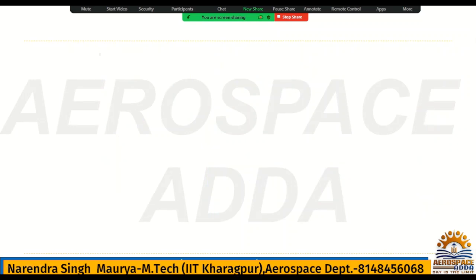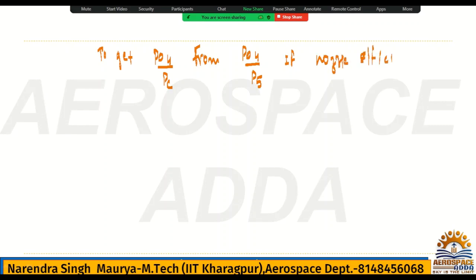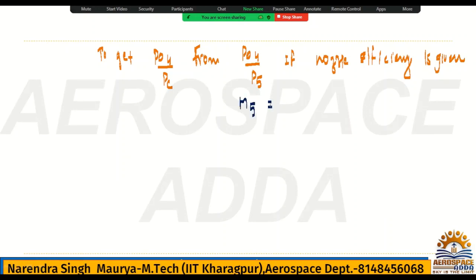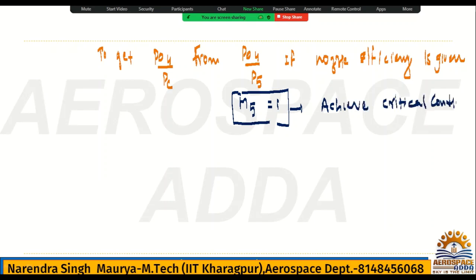So I can write, to get P04 by PC from P04 by P5, if nozzle efficiency is given, then what you will do, that M5 at the exit should be 1 because you are going to write PC. PC means critical value. So M5 is equal to 1, then it will achieve critical condition. So this P04 by P5 becomes now P04 by PC.